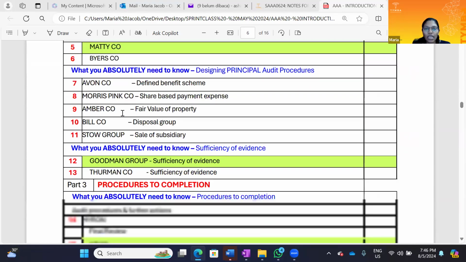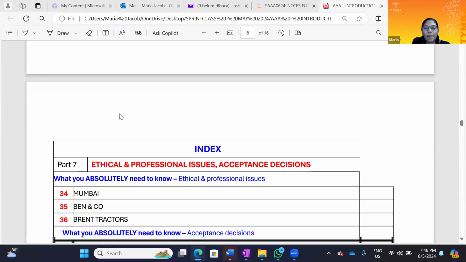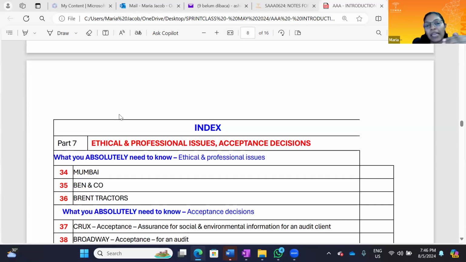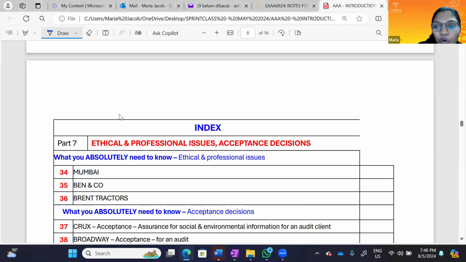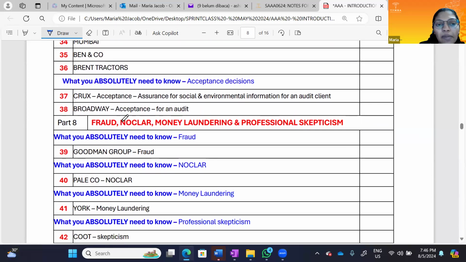Okay, so as of today, I am not going to straight away touch on audit risk. I am going to do the basic ones first. So today our priority is we want to focus on ethical and professional issue topic, part 7, and part 8 of the syllabus, which is fraud, NOCLA, money laundering, professional skepticism. Okay, so these are the two parts that I want to do today. Then the rest of it, by end of the class, I'll let you know what we will do on Saturday.